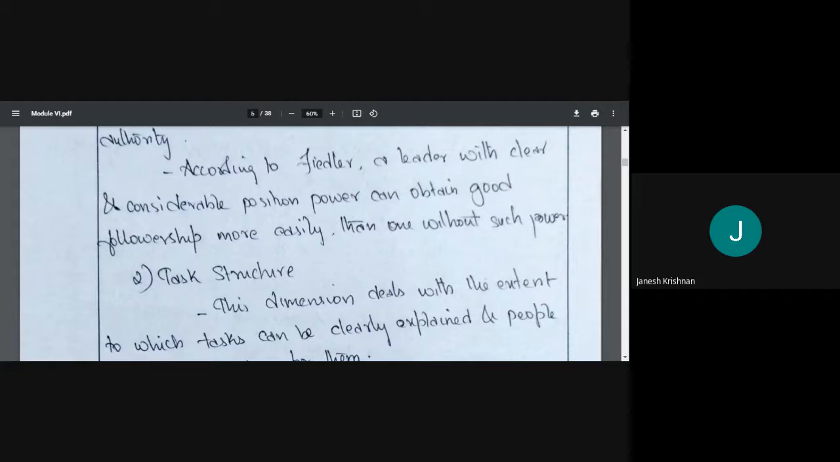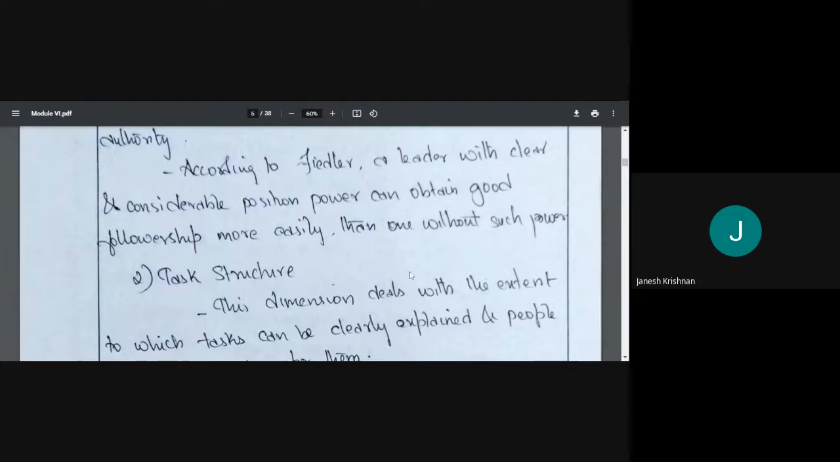But if I die as a normal person, without the ministerial position, my death news will be somewhere in the middle, a small news, right? Same thing. If a person has clear and considerable power, then he can get good followership. People will follow a person with power rather than a person with no power. He might have followers, but it's easy for a person with power to get followership, right? That is the first dimension, power position.